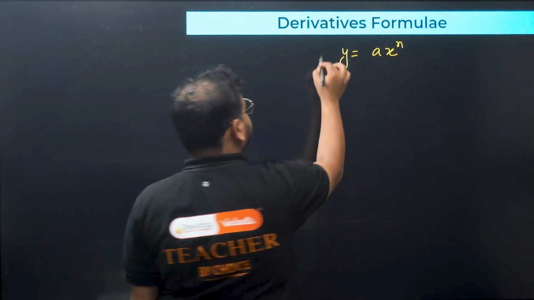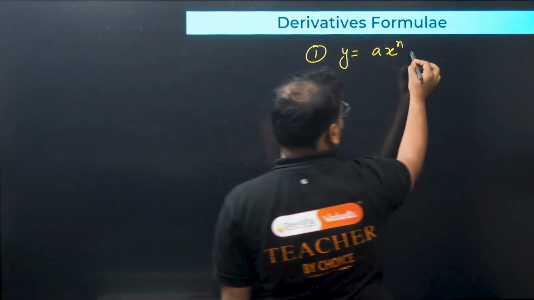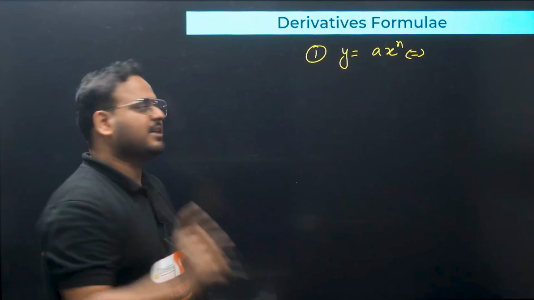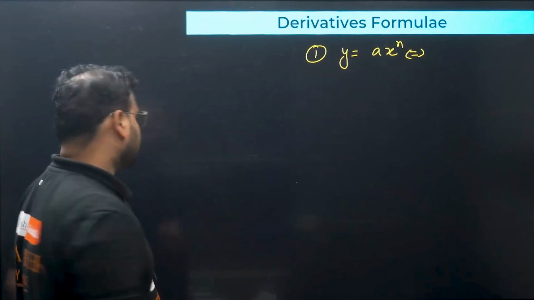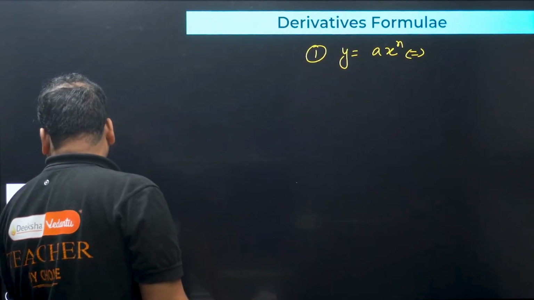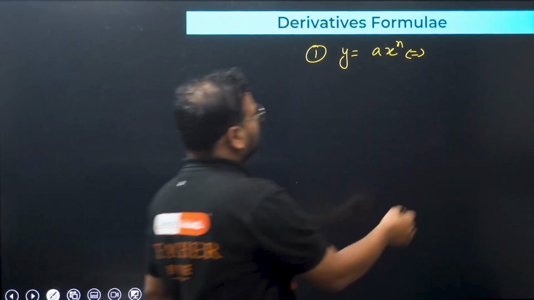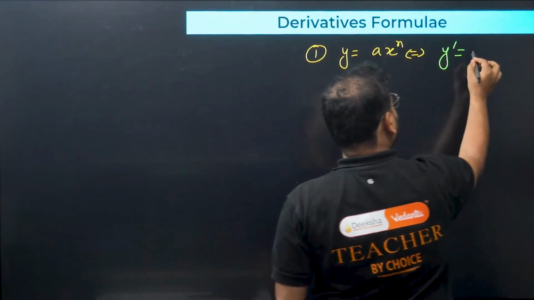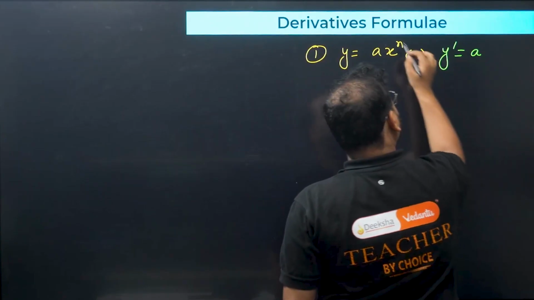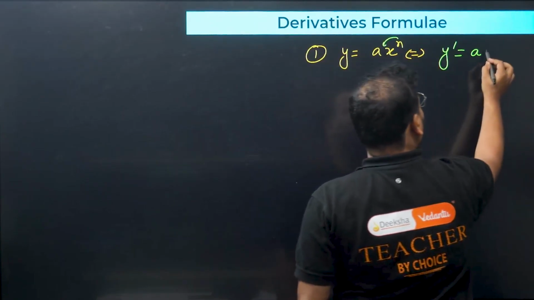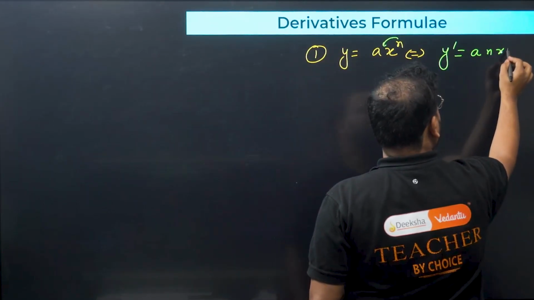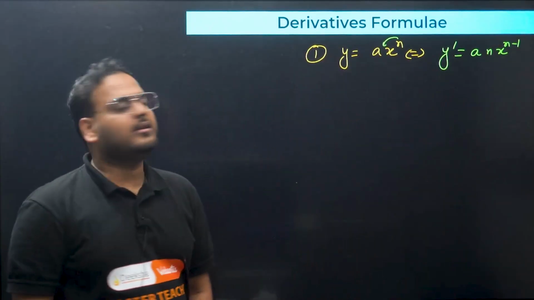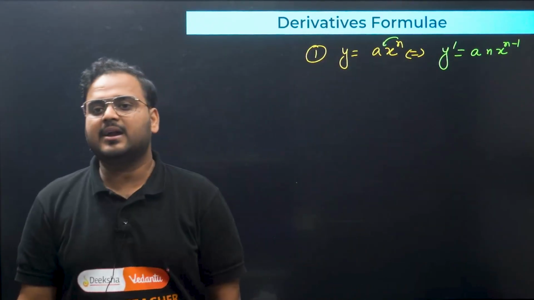Yes, you have. The derivative of this function, the symbol of derivative is y dash. Y dash will be given by, this a is a constant, we'll keep it outside. This n will move in front, so I'll have n, and this x power will become n minus 1. So a into n into x power n minus 1 is my derivative.